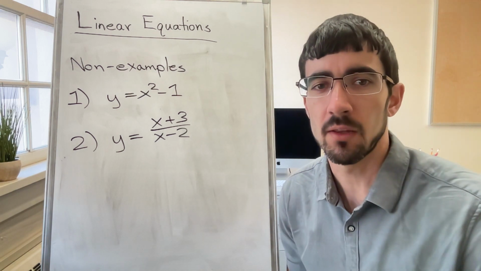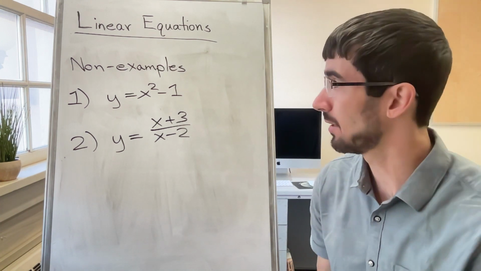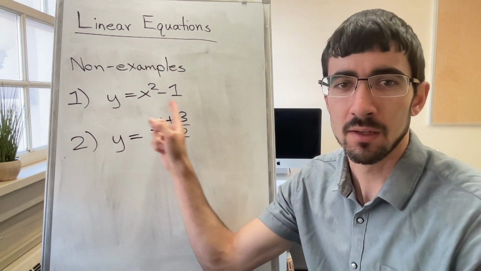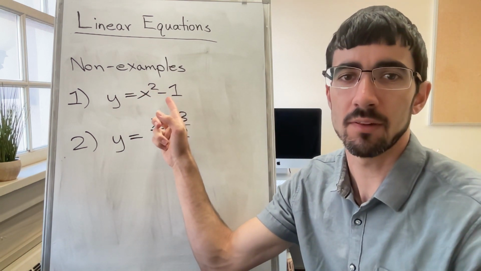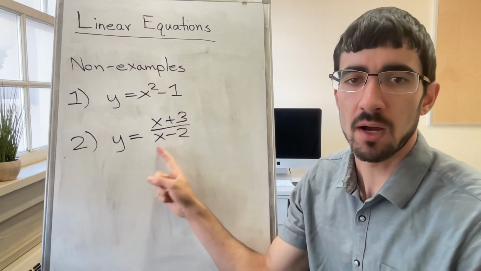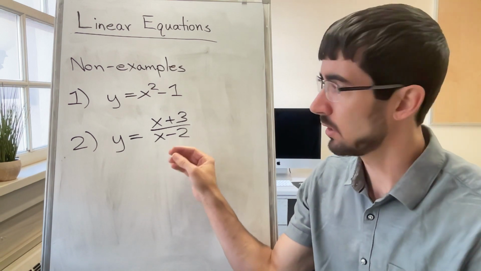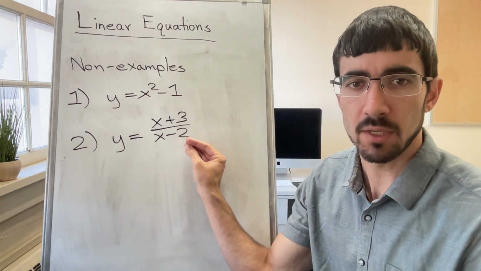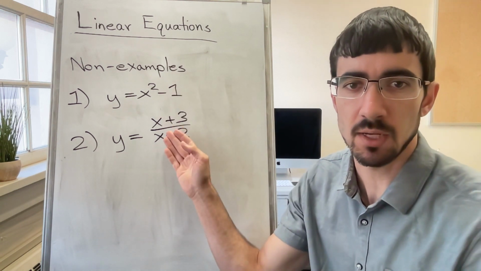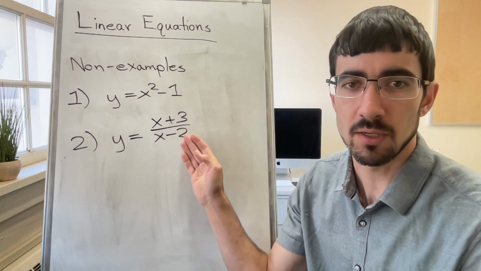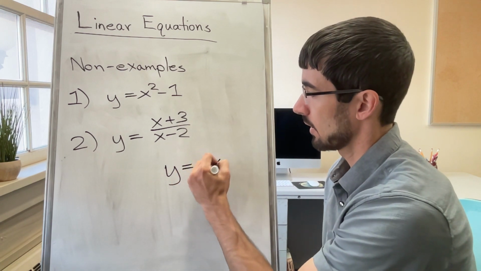Let's close this video by looking at two examples that are not linear equations. So these are non-examples. y equals x squared minus 1. Here there's a power of 2. This is a quadratic equation. We'll cover those later in the semester. Second, y equals (x plus 3) over (x minus 2). This is considered a rational equation. There's a numerator and a denominator expression, and we'll cover these later in the semester as well. So I'm just presenting them now because they are not linear equations. Linear equations all look like this form: y equals mx plus b.